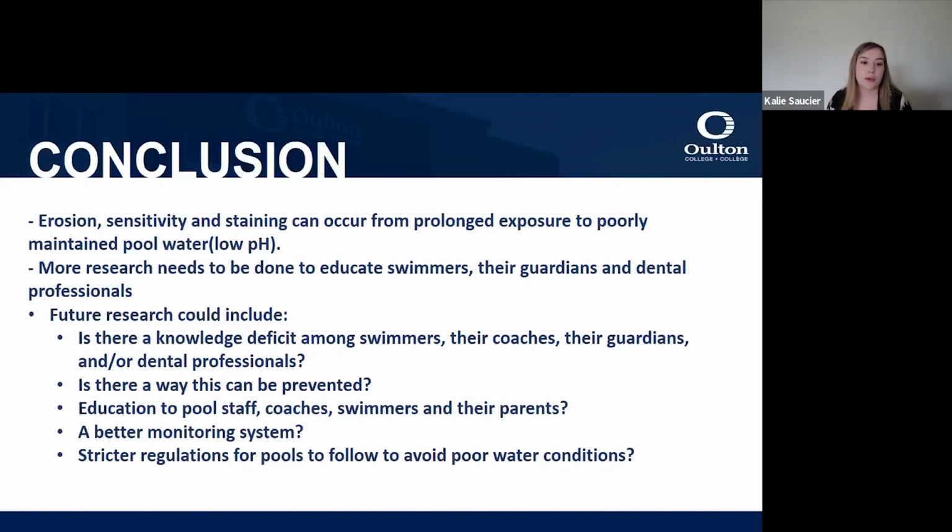Some future research questions that we could include: is there a knowledge deficit among swimmers, their coaches, their guardians, and/or dental professionals? Is there a way that this can be prevented? Education to pool staff, coaches, swimmers, and their parents. How could we do that? Maybe a better monitoring system for the pH of the pools, and maybe stricter regulations for pools to follow to avoid poor pool water conditions.